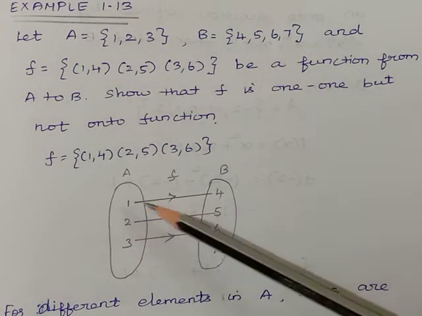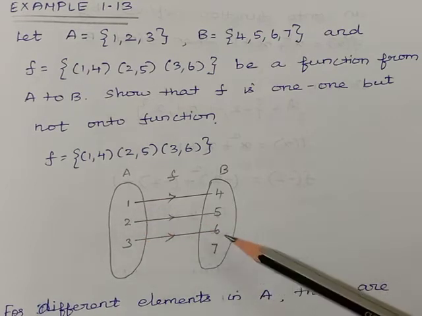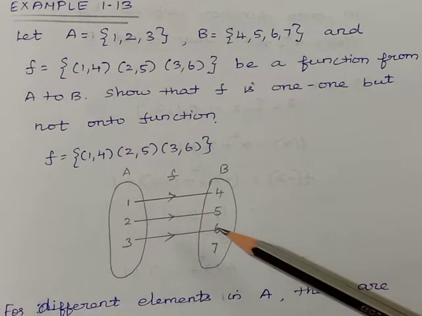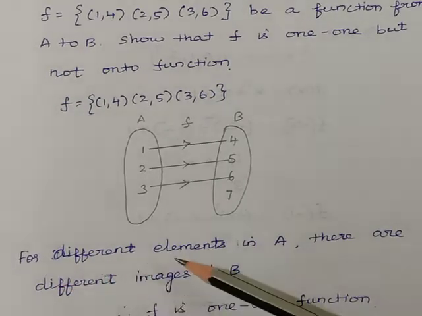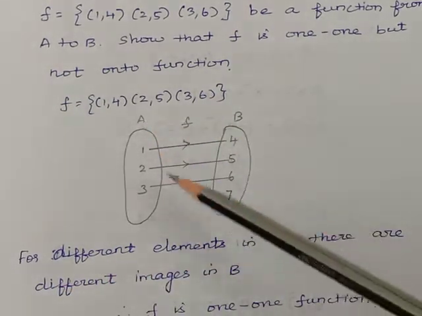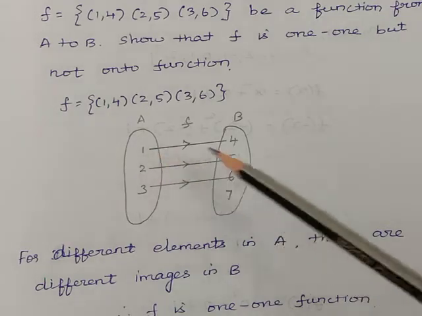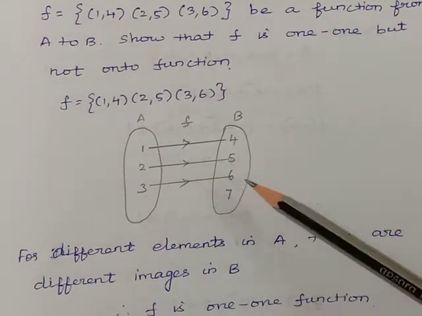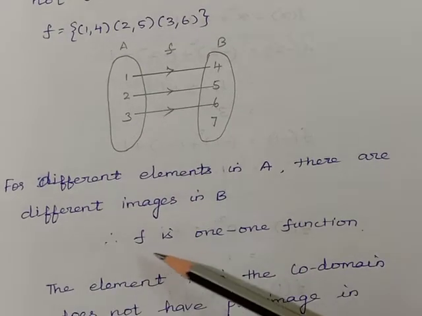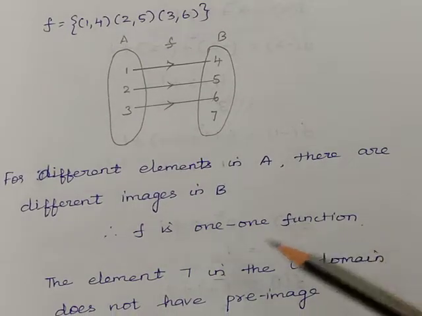Pre-image of 4 is 1. Pre-image of 5 is 2. Pre-image of 6 is 3. 7 doesn't have a pre-image. For different elements in A, there are different images. For 1, the answer is different. For 2, the answer is different. And 3, the answer is different. Therefore, we can tell that f is a one-to-one function.